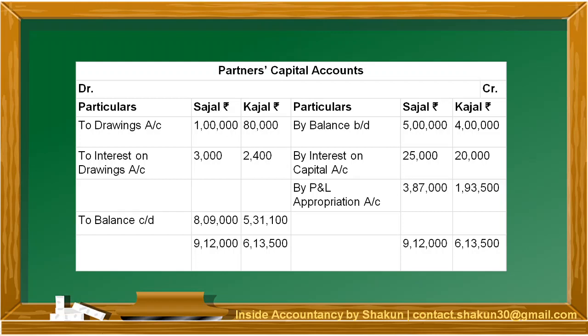The opening balance was given in the question, 5 lakh and 4 lakh. Interest on capital has been transferred from P&L appropriation account, and the profit also has been transferred from P&L appropriation account. On the debit side, the drawings were given in the question, and interest on drawings has been transferred from the credit side of P&L appropriation account, thereby resulting into the balance, that is 8,09,000 and 5,31,100. I hope the concepts are clear to you.